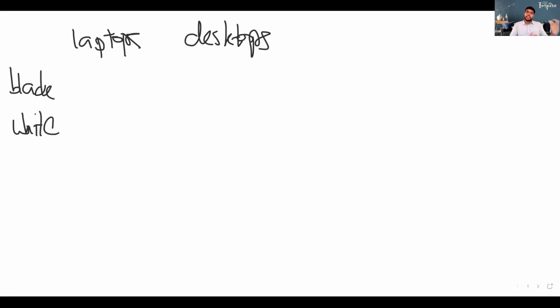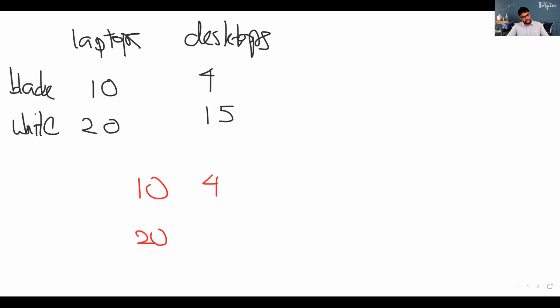So children, you can switch these columns and rows as well, but we usually put the more important one at the top. Am I right, Dilani teacher? Yes, laptops and desktops would usually go on top, but you can switch it there as well. I don't think you lose a mark, right? So there are 10 black laptops, there are 20 white laptops, then there are 4 black desktops, and there are 15 white desktops. So children, if you put this into a matrix, it will be 10, 4, 20, 15. This is what it will look like. All right, so that will be the answer to question number 3.